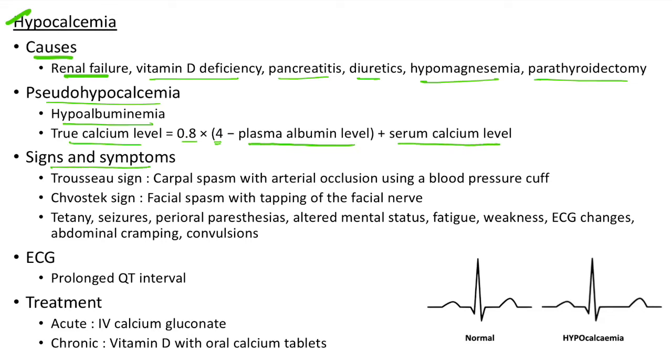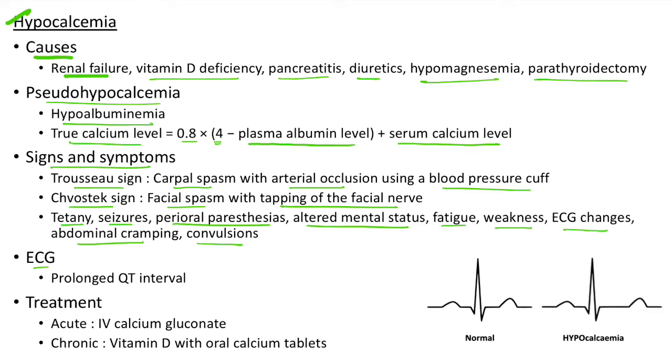What are the signs and symptoms of hypocalcemia? There will be Trousseau sign, which is carpal spasm with arterial occlusion using a BP cuff. Chvostek sign, which is facial spasm with tapping of the facial nerve. Other signs and symptoms include tetany, seizures, perioral paresthesias, altered mental status, fatigue, weakness, ECG changes, abdominal cramping and convulsions.